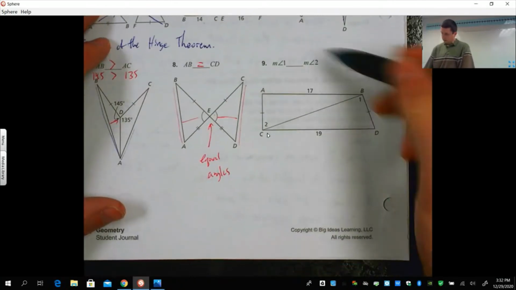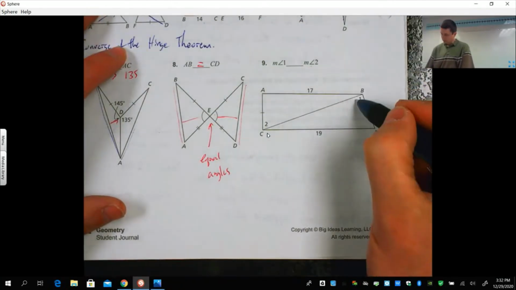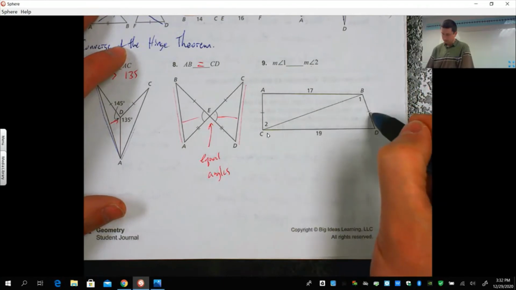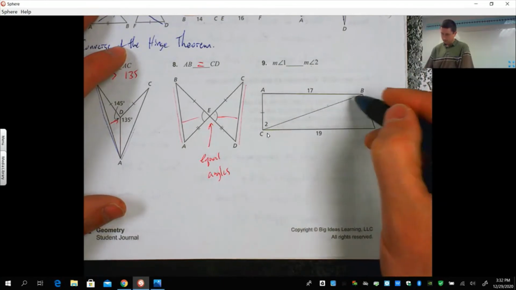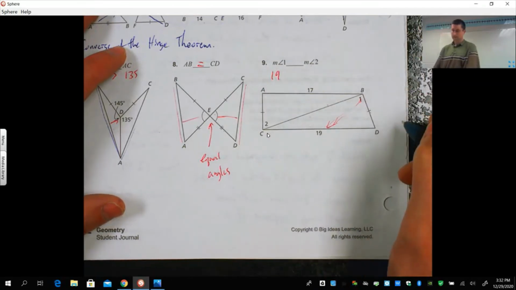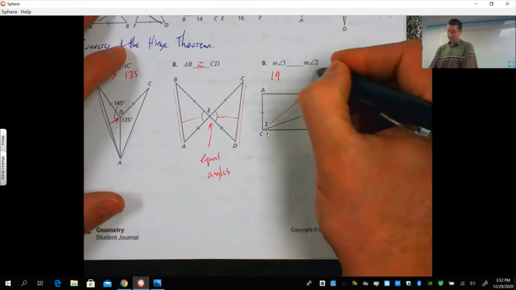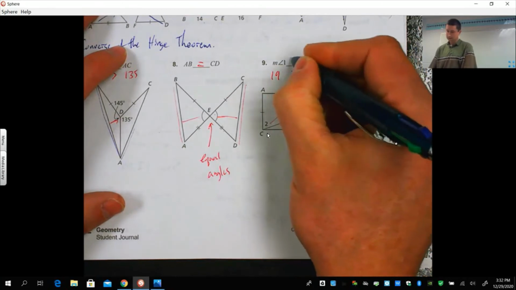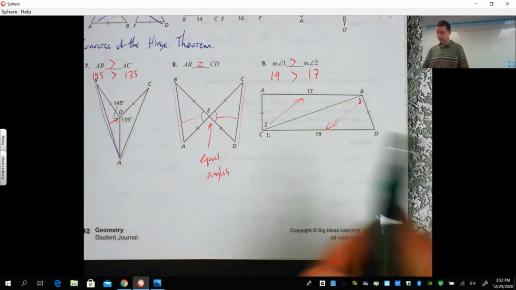Measure of angle 1, measure of angle 2. So angle 1, do we have side, angle, side? Yes, side, angle, side. Measure of angle 1 is opposite 19. Angle 2 is opposite 17. 19 is greater than 17, so angle 1 has to be the bigger angle.